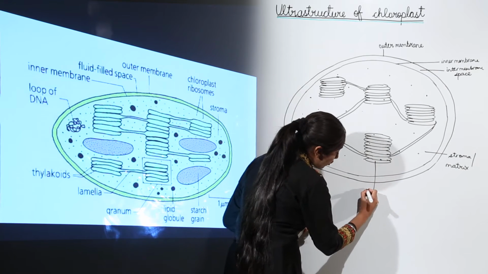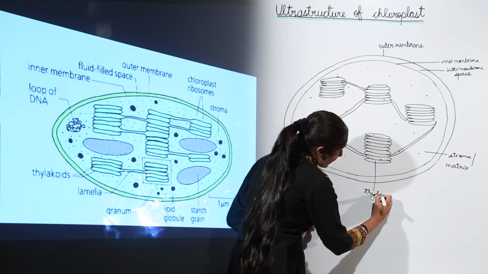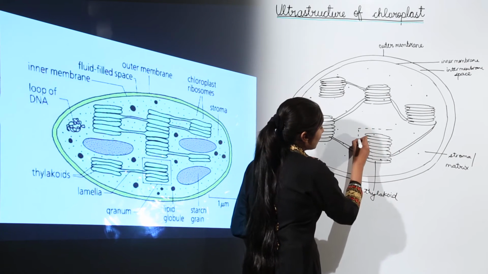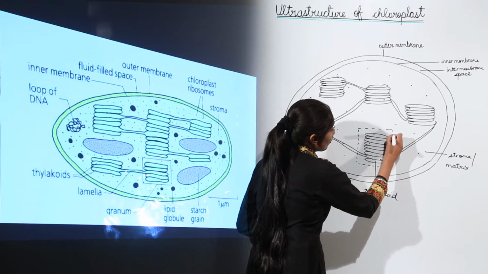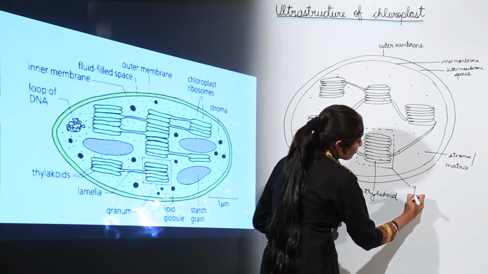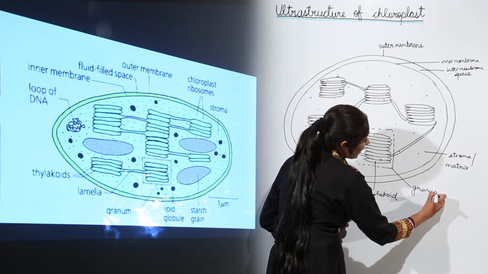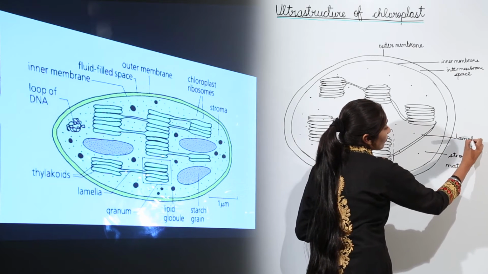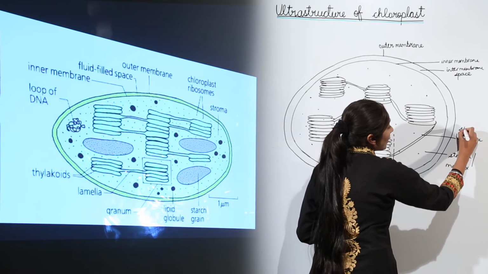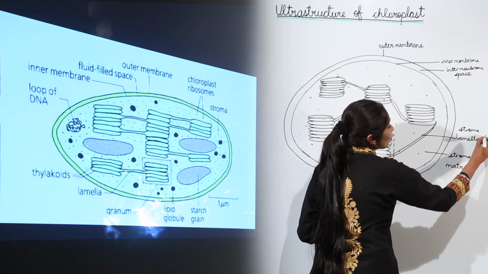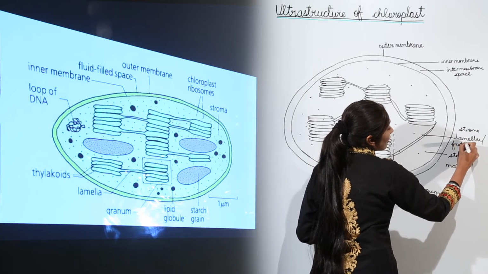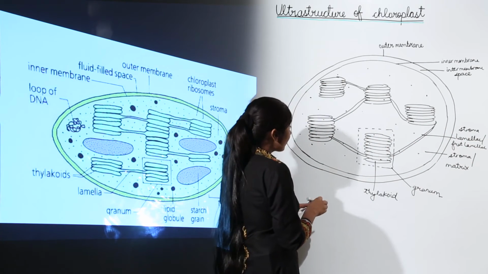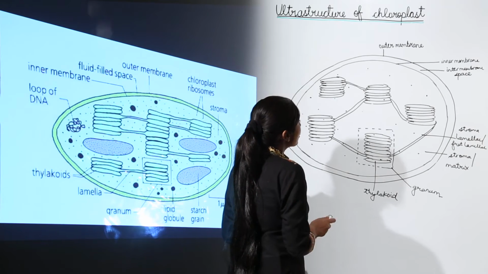This is one thylakoid, right? And these discoid thylakoids, this complete structure, we call it a granum. We call it what? A granum. And these are the lamellae. They can be stroma lamellae, or you can also call them fret lamellae, right?